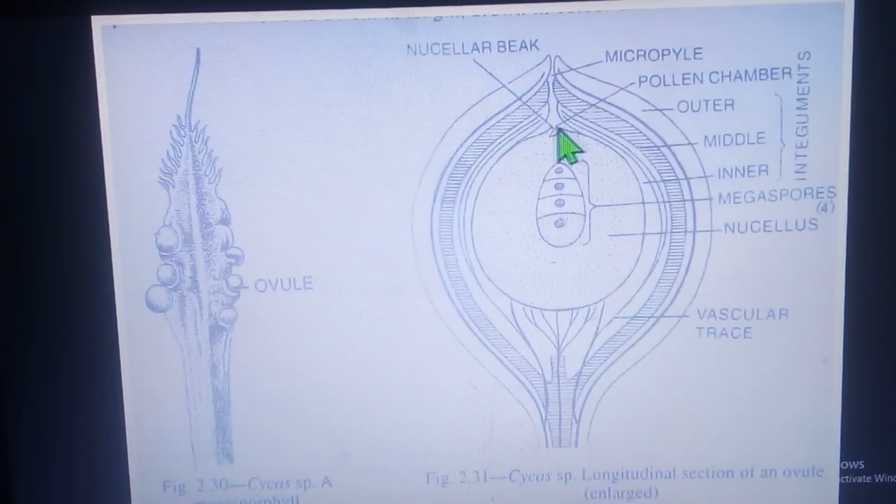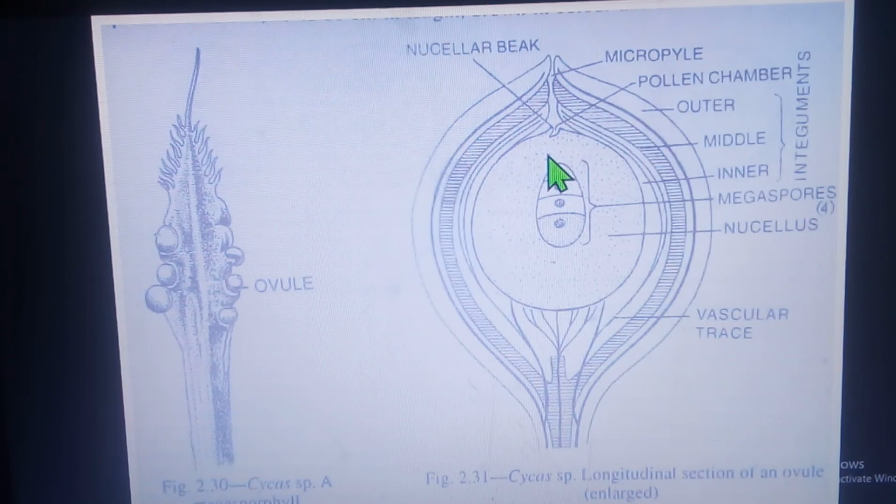You can see in this figure, it is clearly shown that the apex of the nucellus will project into a micropylar tube and will form a nucellar beak. Now some of the upper cells of the nucellar beak will break down and form a flask-shaped cavity called the pollen chamber. What is this pollen chamber? It is the place where the pollen grain will germinate after pollination.